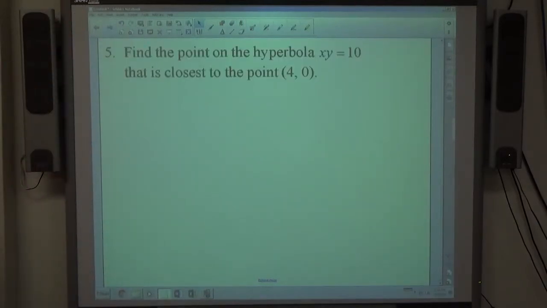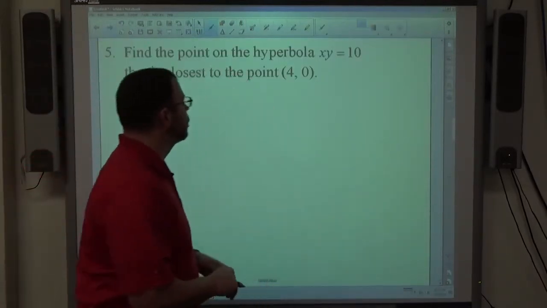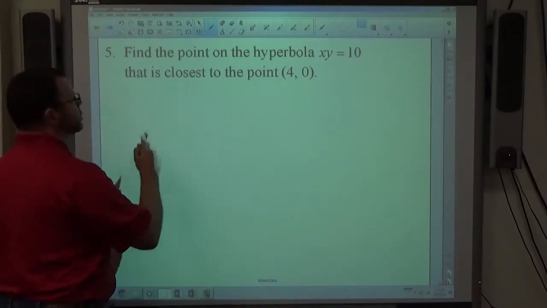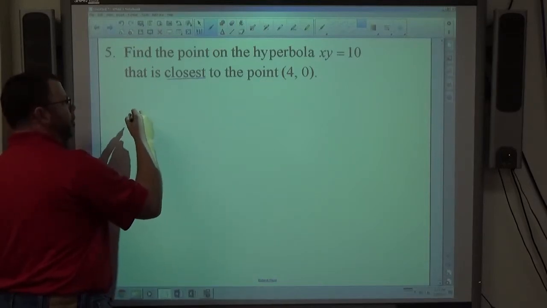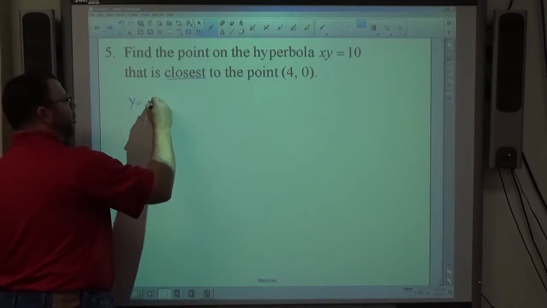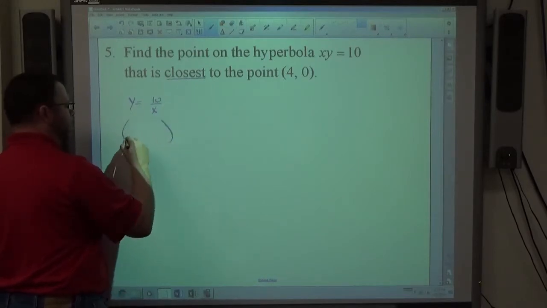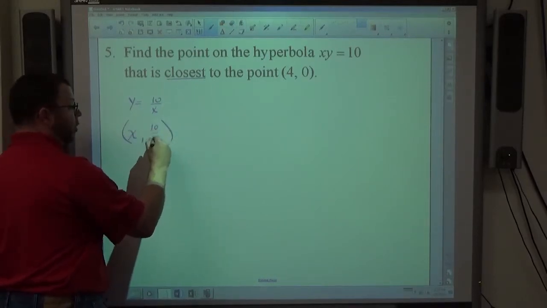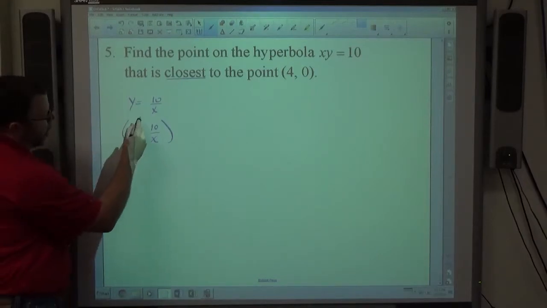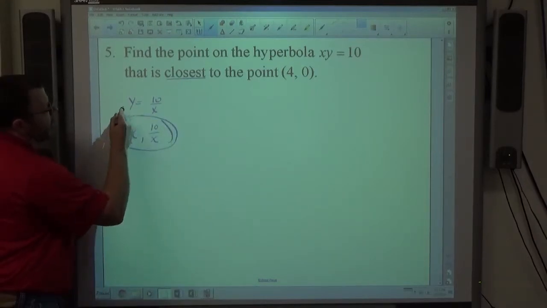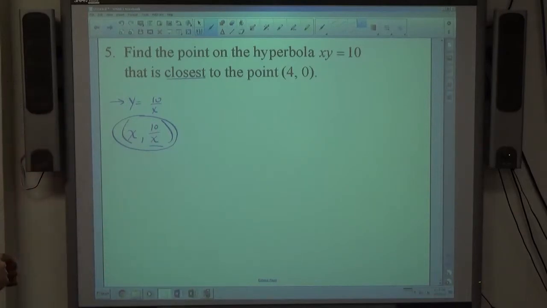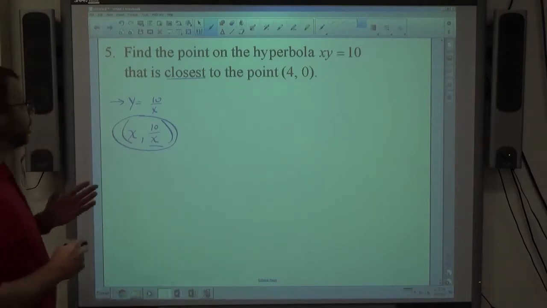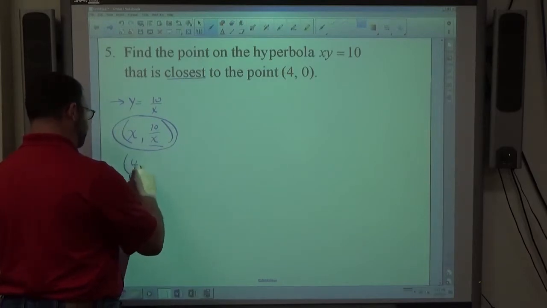Number 5, find the point on the hyperbola closest to the point (4, 0). So we're trying to minimize distance, so closest distance. So if we start off with imagining this hyperbola, we know that y is equal to 10 over x. So any point on the hyperbola is going to be x paired with y, which is also 10 over x. Getting this point on the hyperbola in terms of a single letter is very important. So use the equation in order to create that y term that is expressed in terms of x. And the point that we're trying to get closest to is (4, 0).